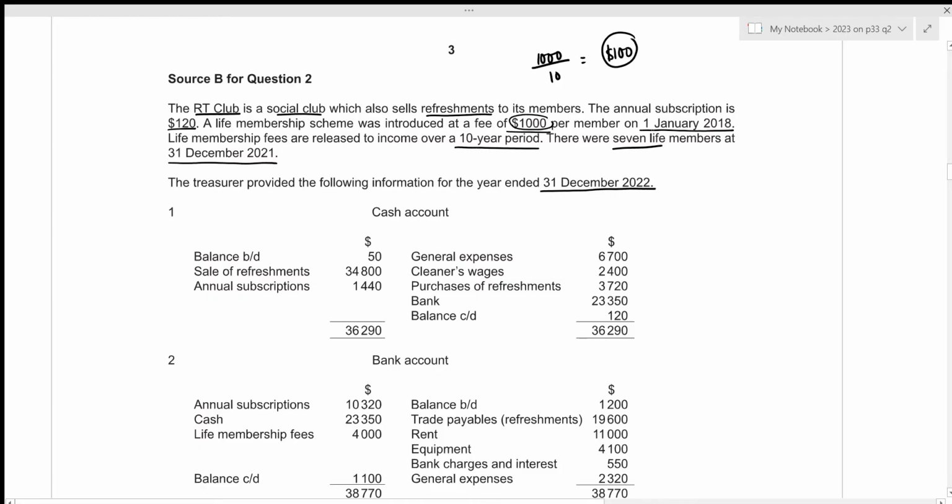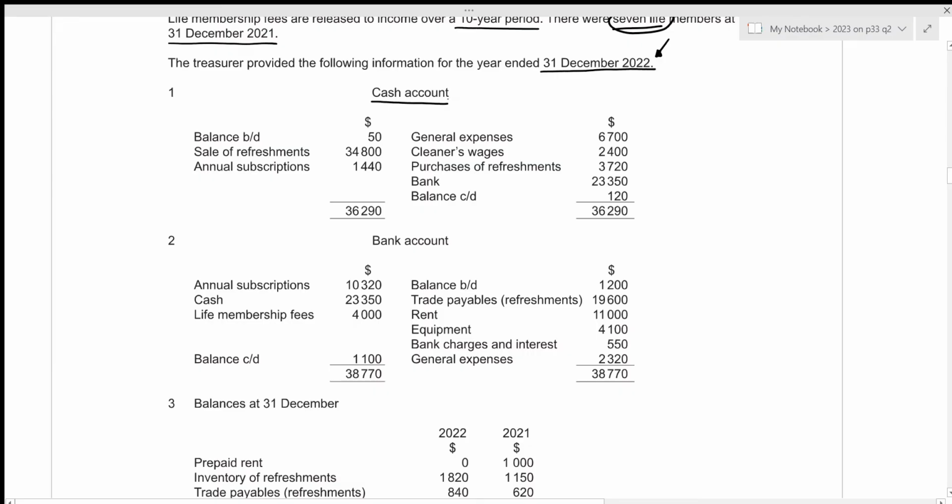Okay. So at the opening date, we have 7 life members, and we have been given information at the date of 31st December 2022. So we have our cash account. Remember that this is our asset account, which means that all of the incomes will be included on the debit side. All of the expenses will be included on the credit side. And then we have bank account, again, similar process. But in this case, we can see that the opening balance is on the credit side. And the opening balance will be on the credit side only for our liabilities and capital accounts. But we're talking about bank account, right? And again, we have an opening balance on the credit side, which means that this is a negative bank balance, or we can understand this as bank overdraft.